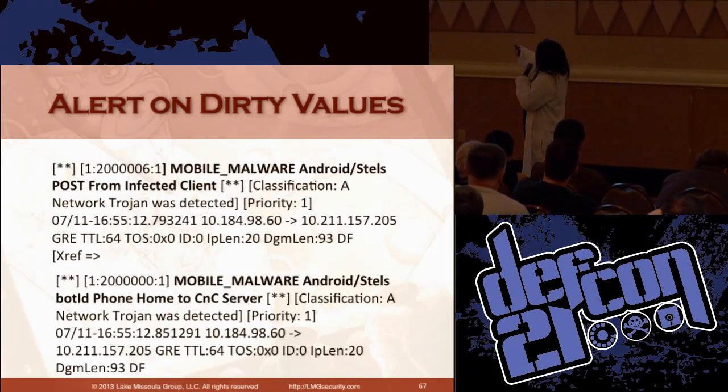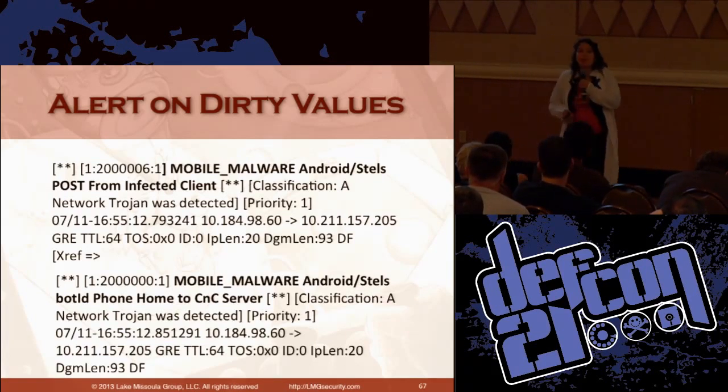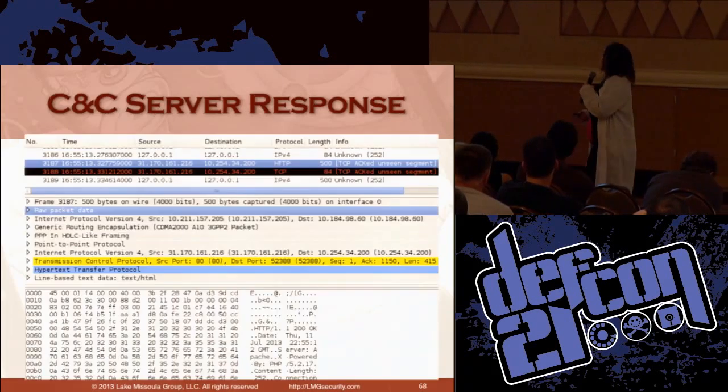And we can see that happening here. Snort alerted on it successfully. I alerted on the string bot ID. I also alerted on that unique multi-part boundary in an HTTP post.